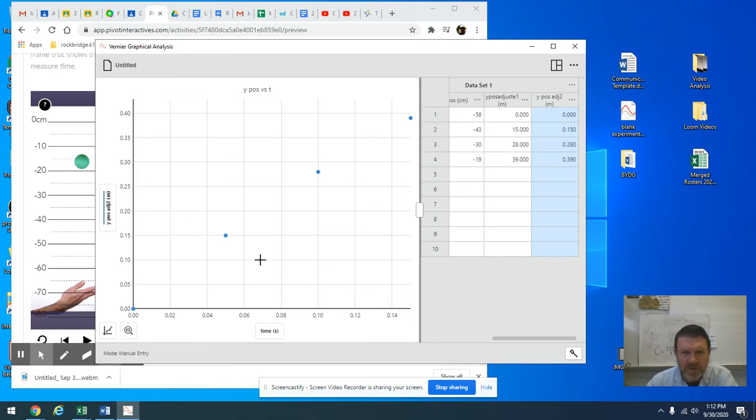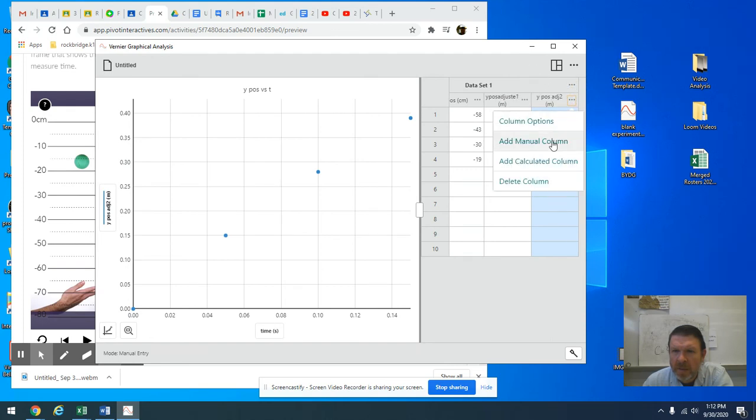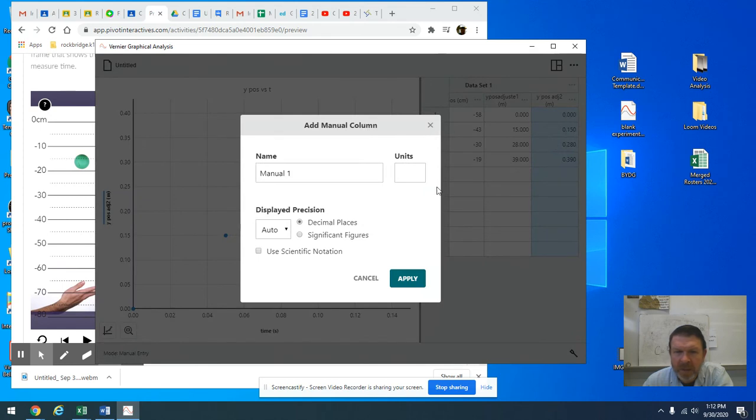Now, the other thing you need to do is make a velocity time graph. And I'm going to show you how to do that. To make a velocity time graph, we are going to need a new manual column. And the title of it will be velocity. And the units will be meters.